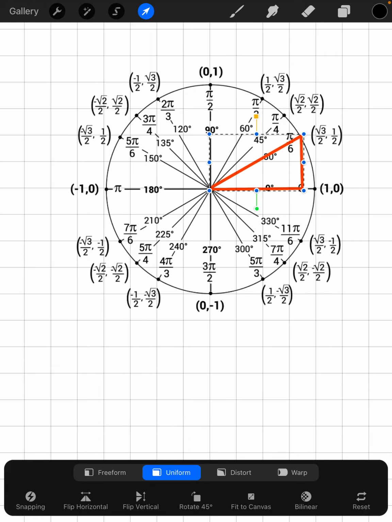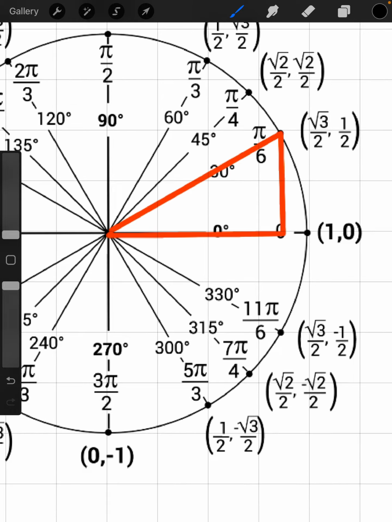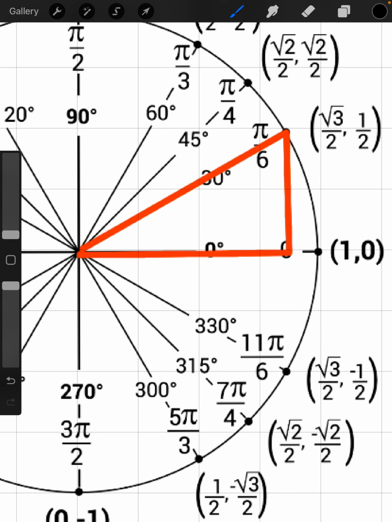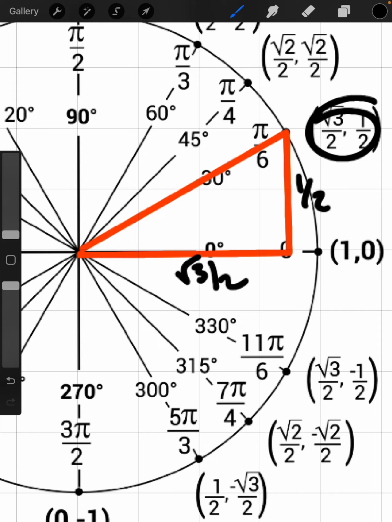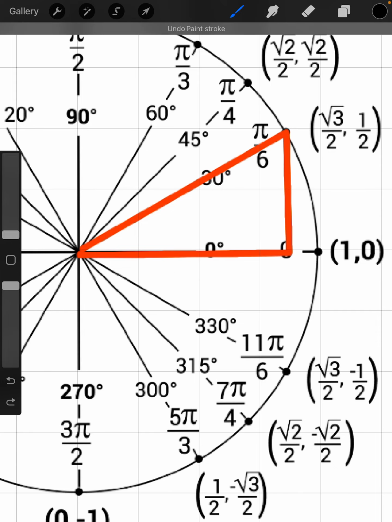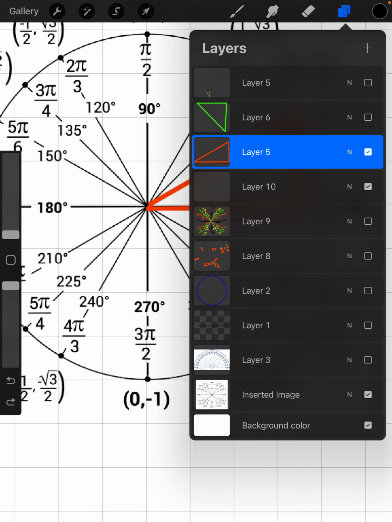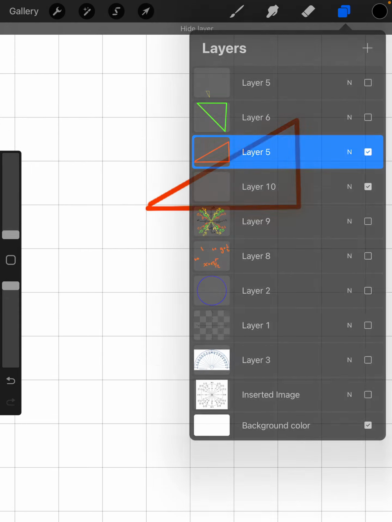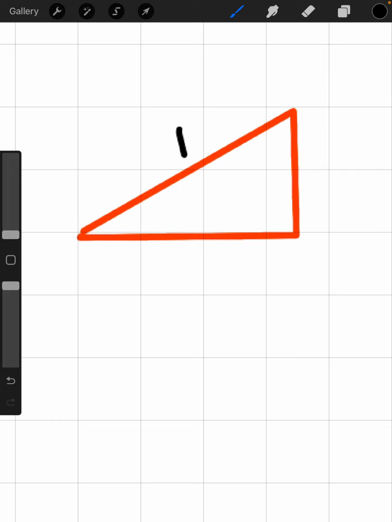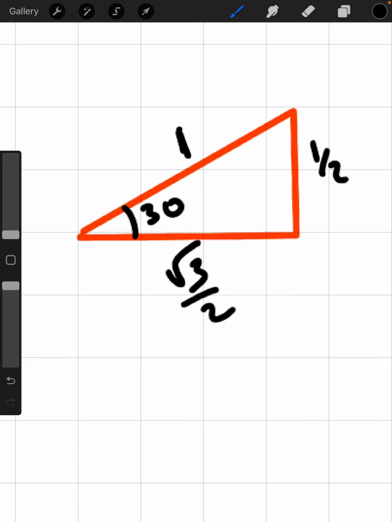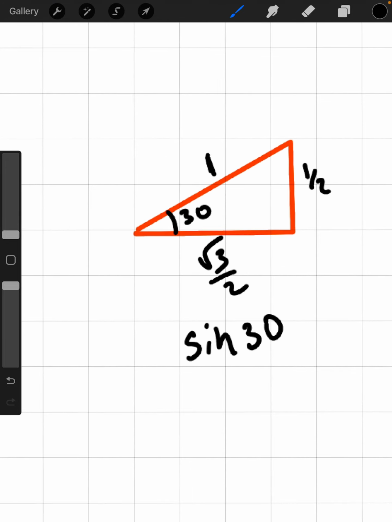So this triangle that I had earlier corresponded with 30 degrees, or pi over 6, and we said that it had lengths of square root 3 over 2 and 1/2, and that's how we got the coordinates at pi over 6. So I'm going to take this triangle for a second, and I'm going to go back and do some geometry with it. So I know that this is 1, this is square root 3 over 2, this is 1/2, and this angle is 30 degrees. And I want to find sine of 30 degrees.